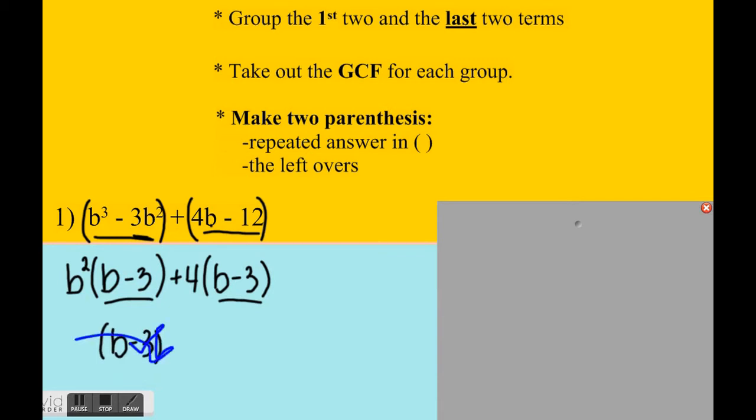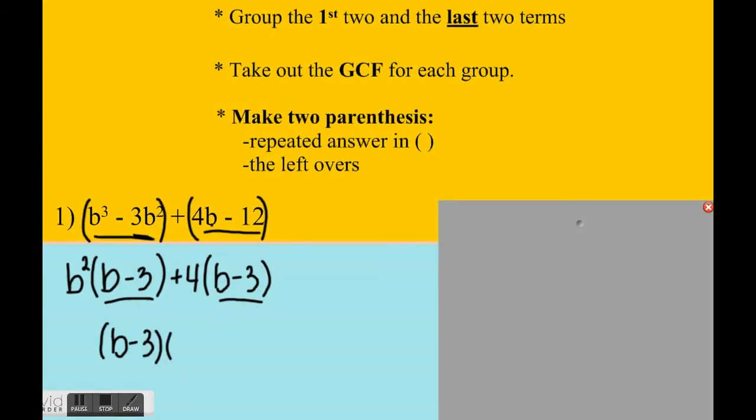After I write down my GCF of b minus 3, the leftovers after I take out my GCF are b squared and a plus 4. So first I had my part from parentheses, the b minus 3, followed by what was in front of my parentheses, b squared plus 4, which made up the second part of my answer. Let's try another example.